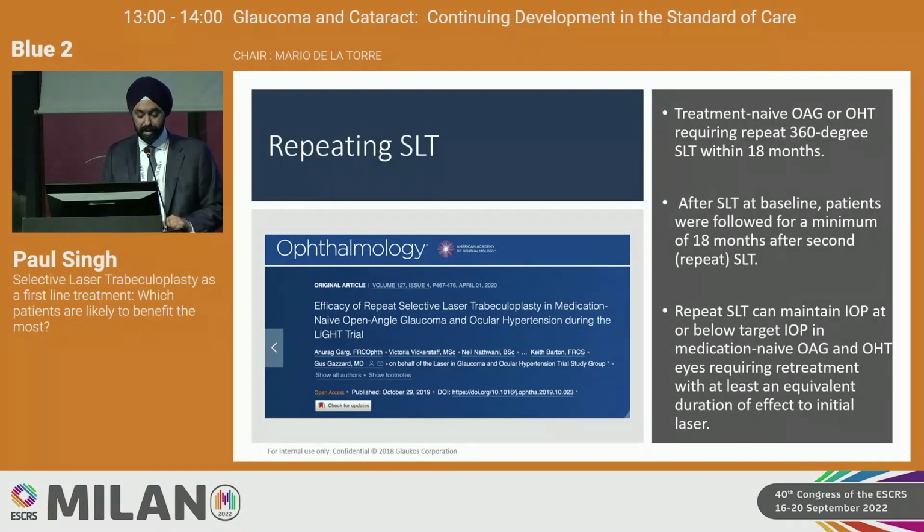Recently, a study came out with Ganu Garg and Gus Gazard's work showing us that you can repeat. And repeatability, the second repeated after 18 months, they found the same efficacy as a primary therapy as well. So you can repeat it, and it's okay to tell patients it's okay to repeat. I think I have 5 minutes. All right. I'll go fast.